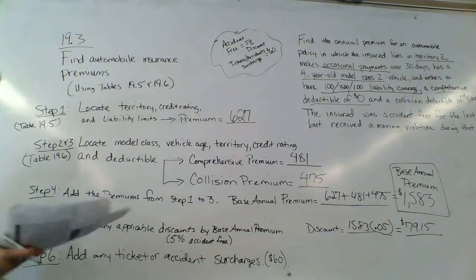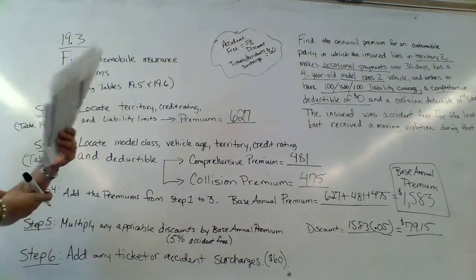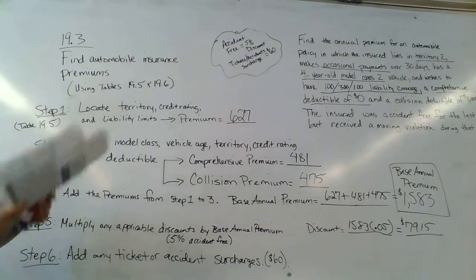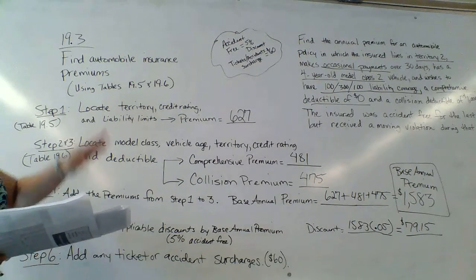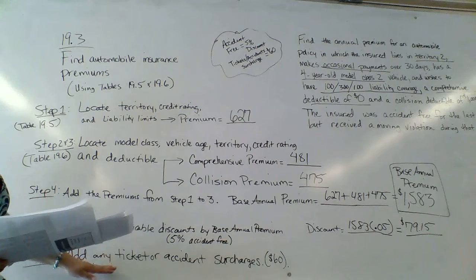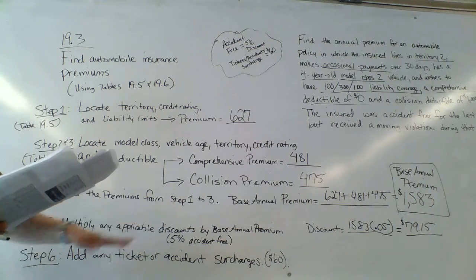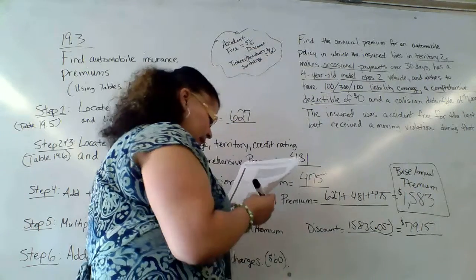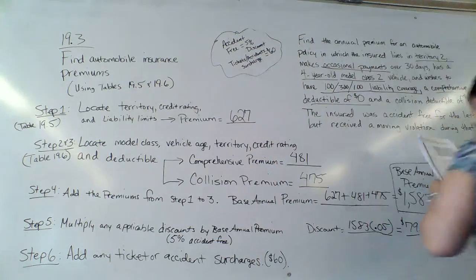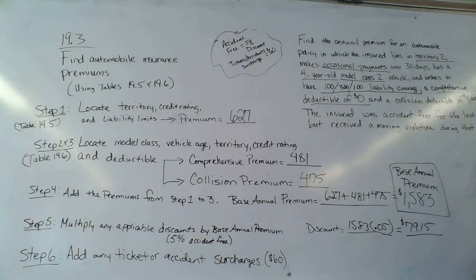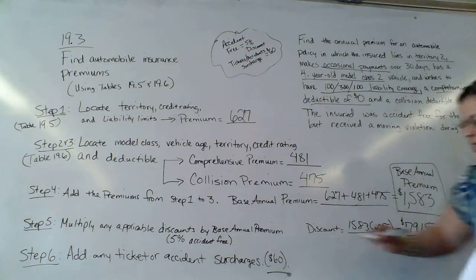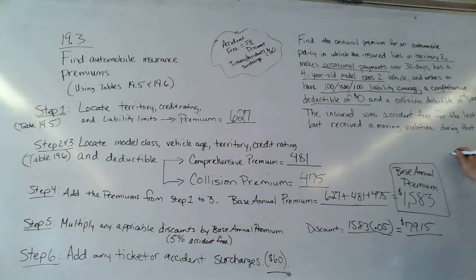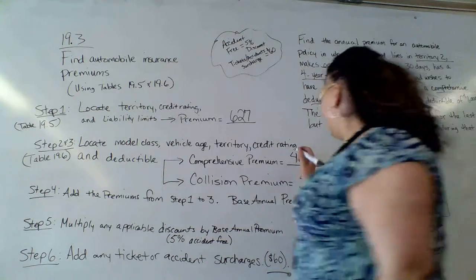And then what we're going to do is add any ticket or surcharge, which we know that he did get a moving violation. That's a ticket. So this person has a $60 charge coming to him. So then what we're going to do is calculate the total annual premium. So we know we got a $60 charge coming. So your total, I'll put that right over here.